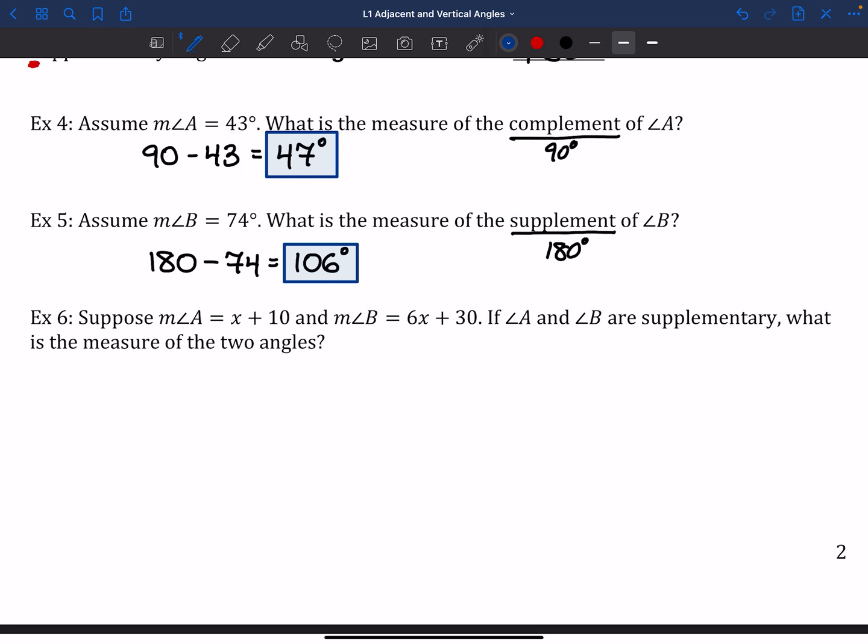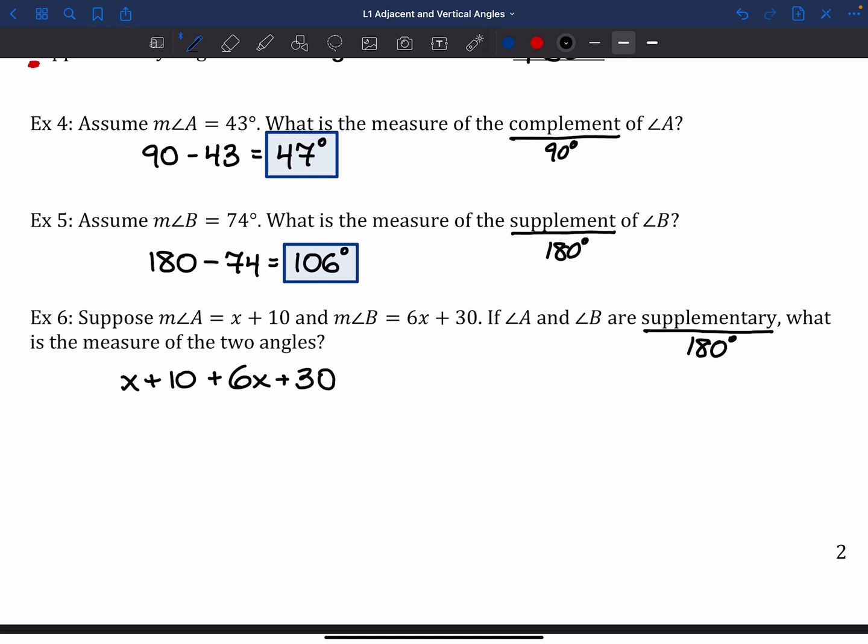So for number 6, suppose that the measure of angle A is x plus 10, and the measure of angle B is 6x plus 30. If A and B are supplementary, what are the measures of those two angles? The way that we would handle this is that I know that A and B are supplementary, which means that when I smush them together, they equal 180. So if they need to equal 180 when I add them together, I'm just going to add them together and have it equal 180. So the measure of angle A is x plus 10, and then I'm going to add on angle B, which is 6x plus 30.